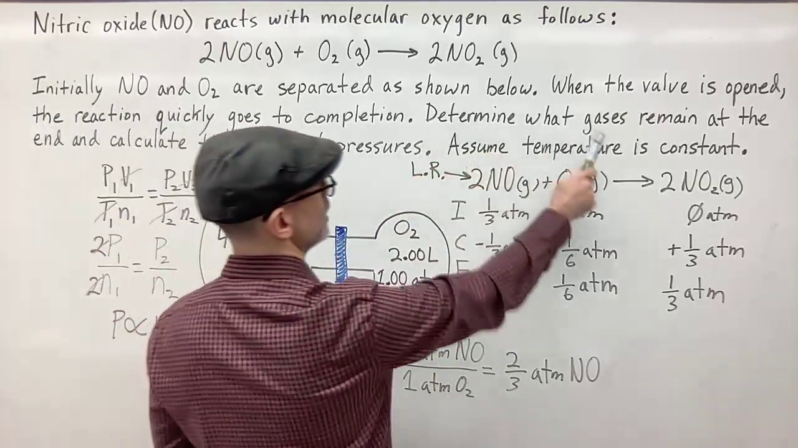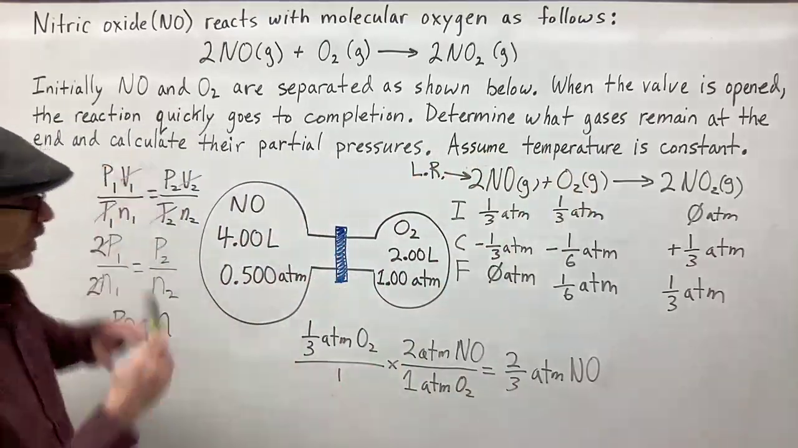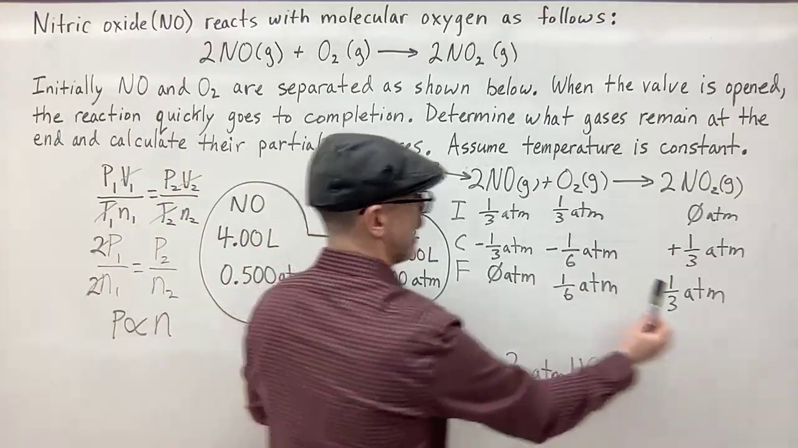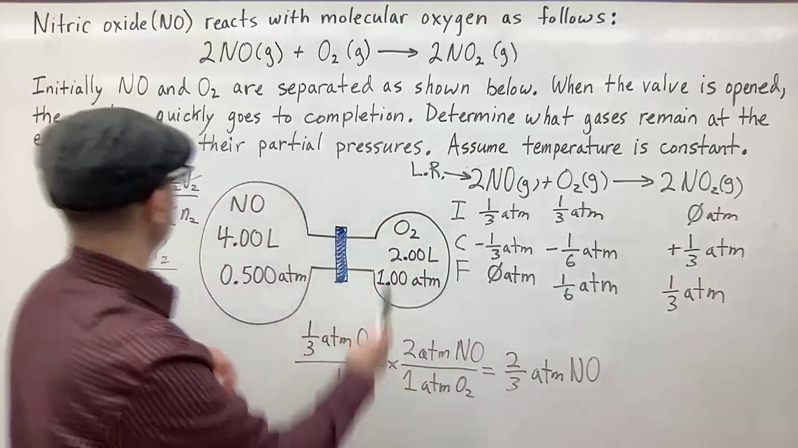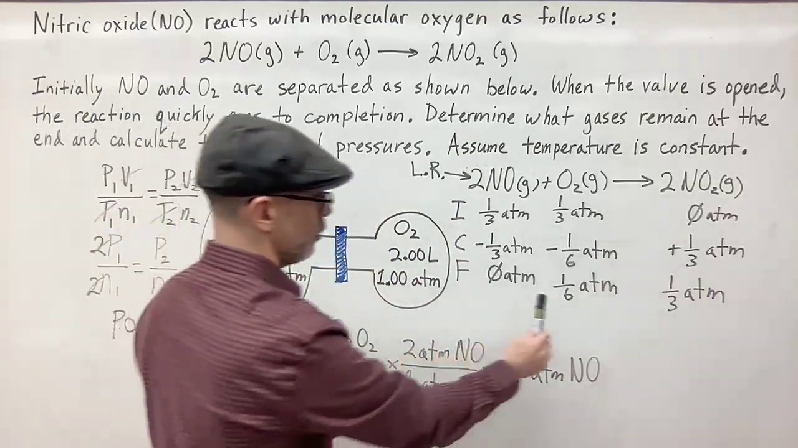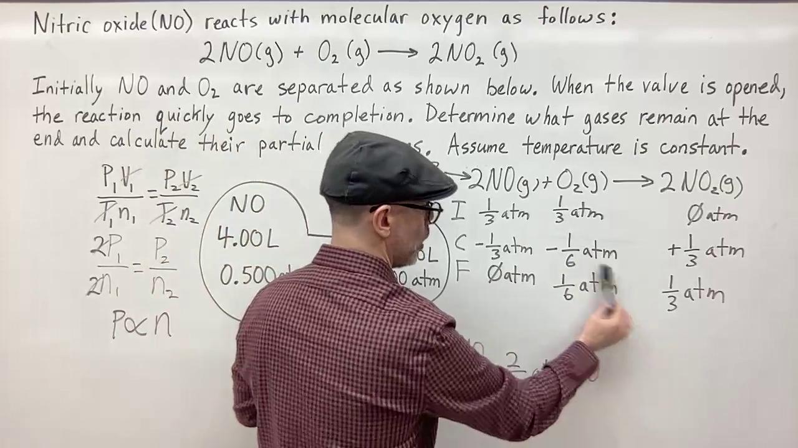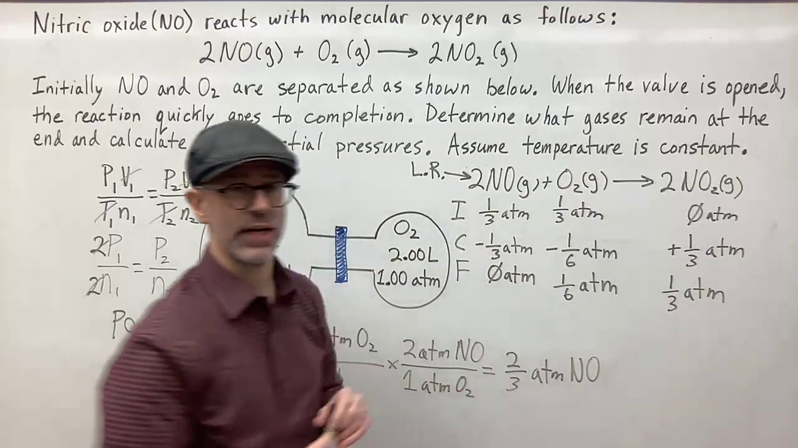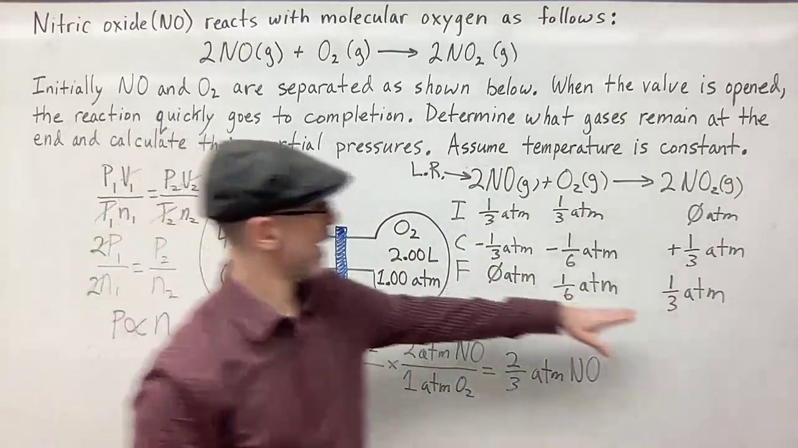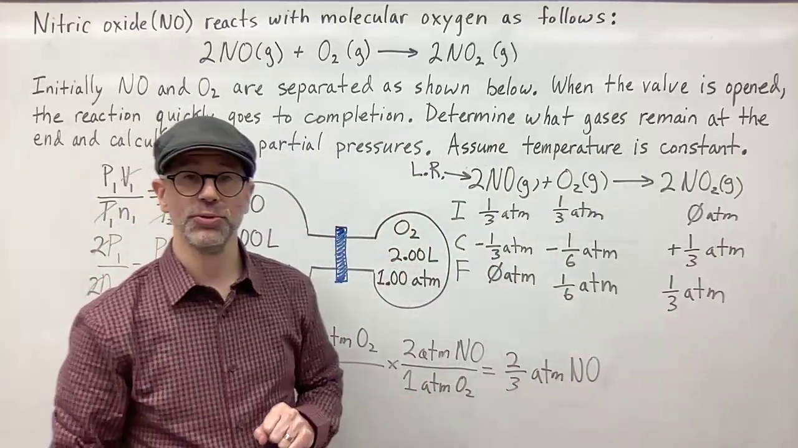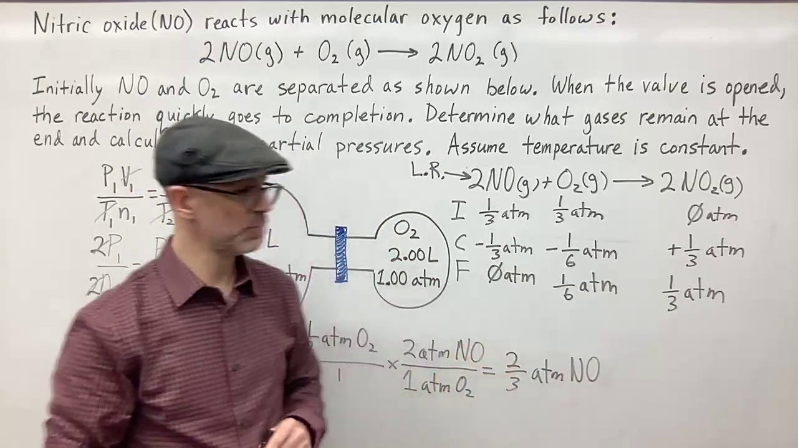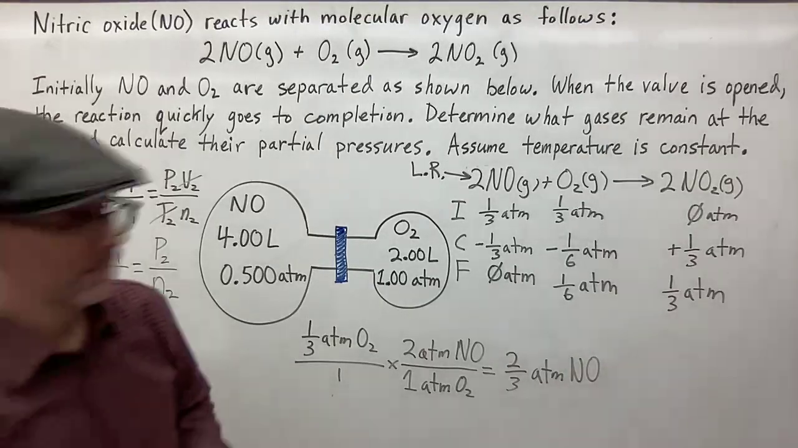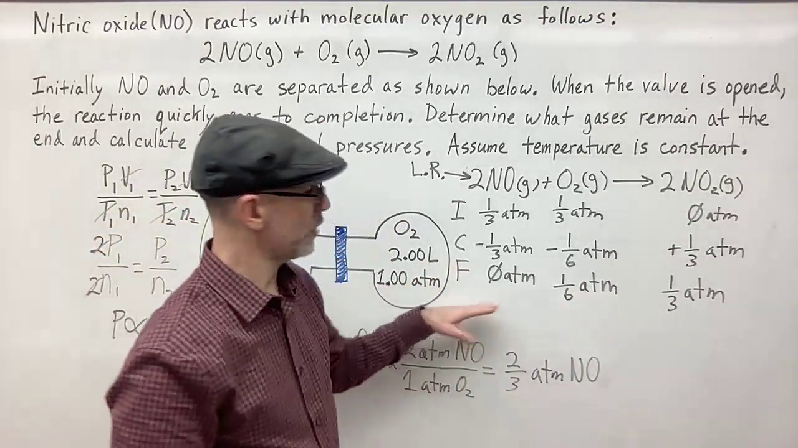So what are they asking us? They say determine what gases remain at the end of the calculation. We did that. So what gases remain? It's going to be the O2 and it's going to be NO2. And calculate their partial pressures. We did that. So 1/6 of an atmosphere of O2 is left, and 1/3 of an atmosphere of NO2 is created. And so that's how you solve this problem. Let me just check. Okay. And so that's it. That's how you do this problem.